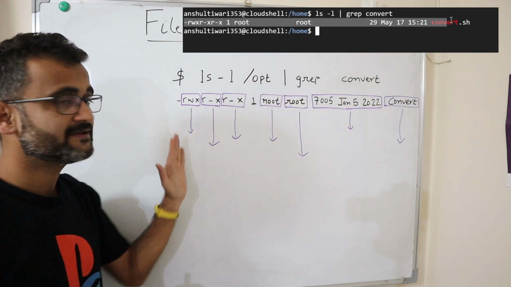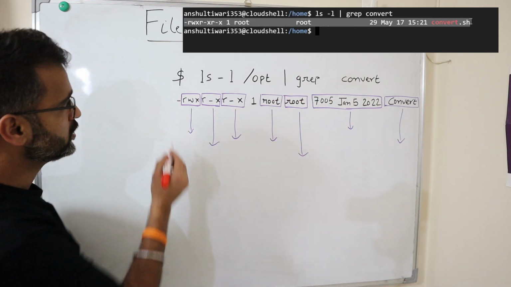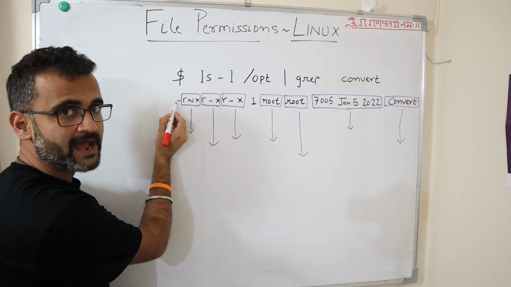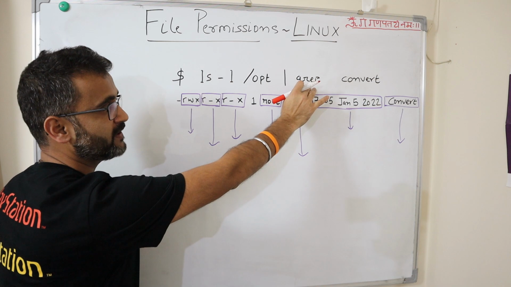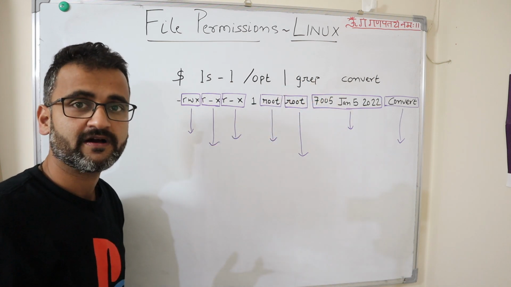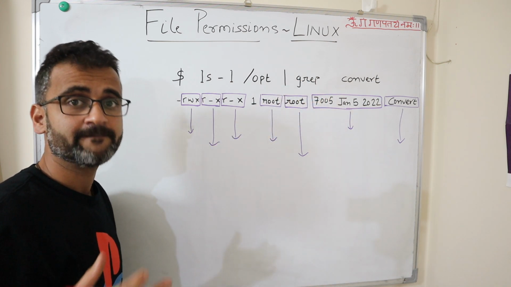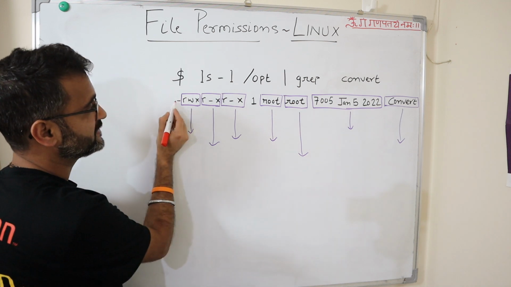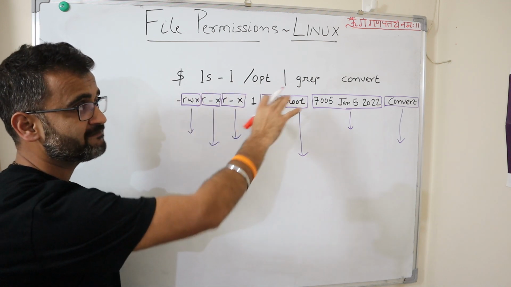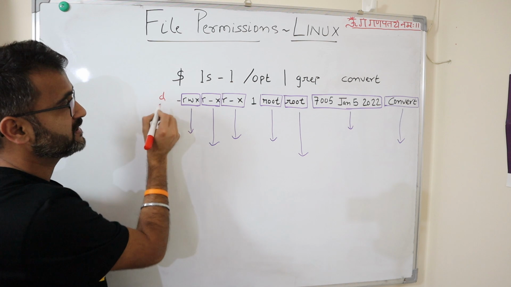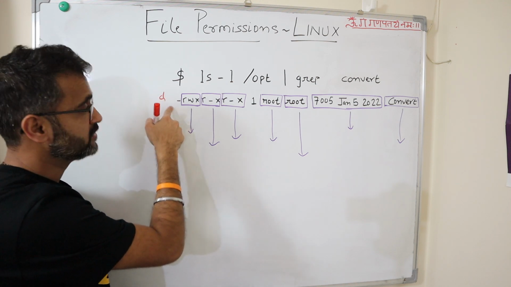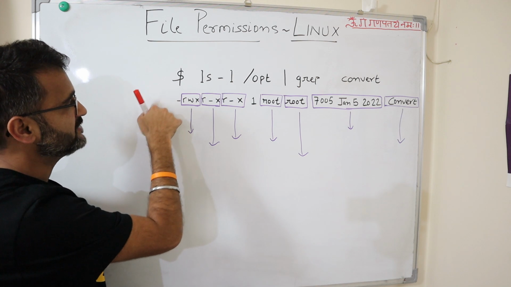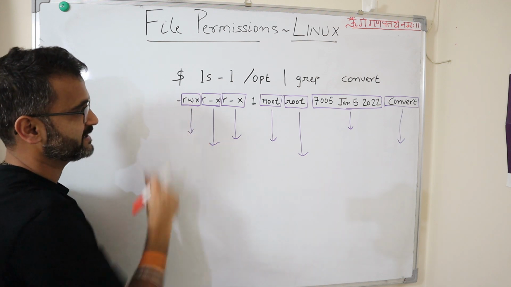So let's understand the different components of this output. At the beginning there is this dash. This dash denotes that whatever we have found is not actually a directory, it is a file, and that's why it is a dash. Else if it would have been a directory, there would be a d displayed here. So in this case we have a file, so d is not there, simply a dash.